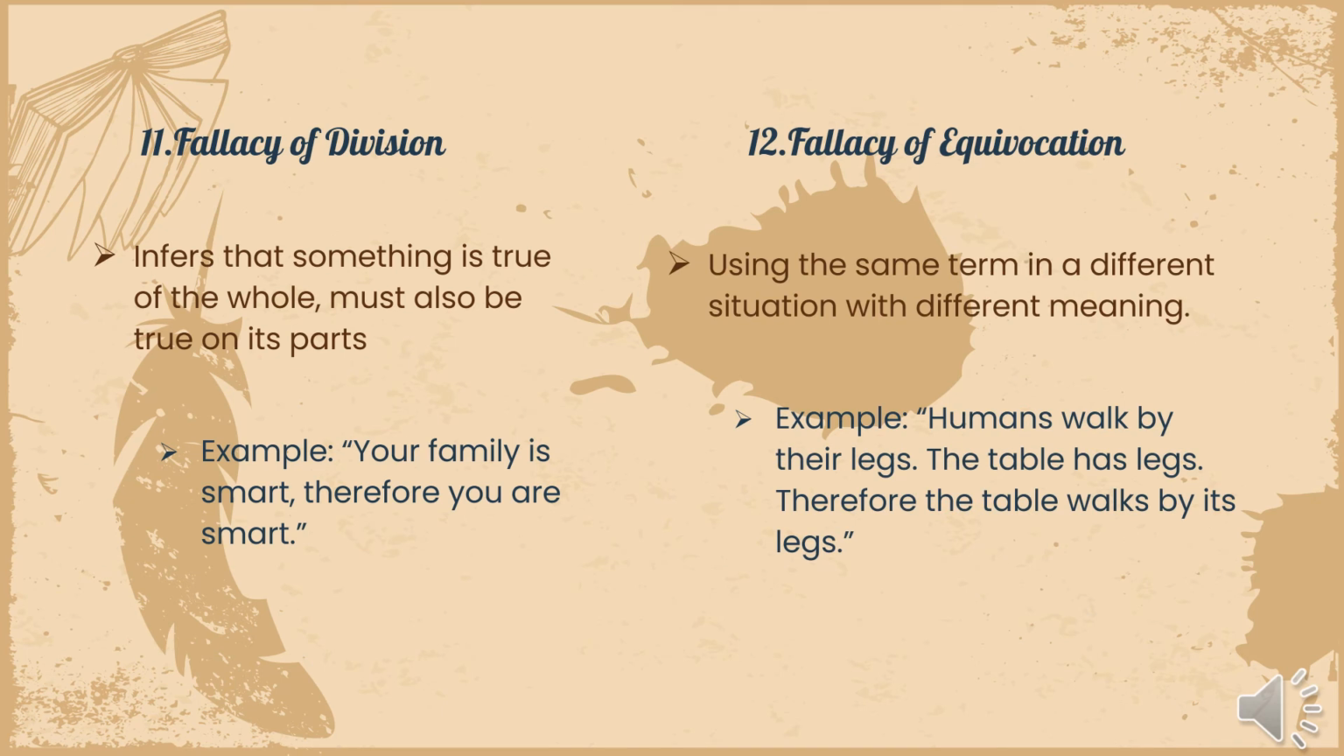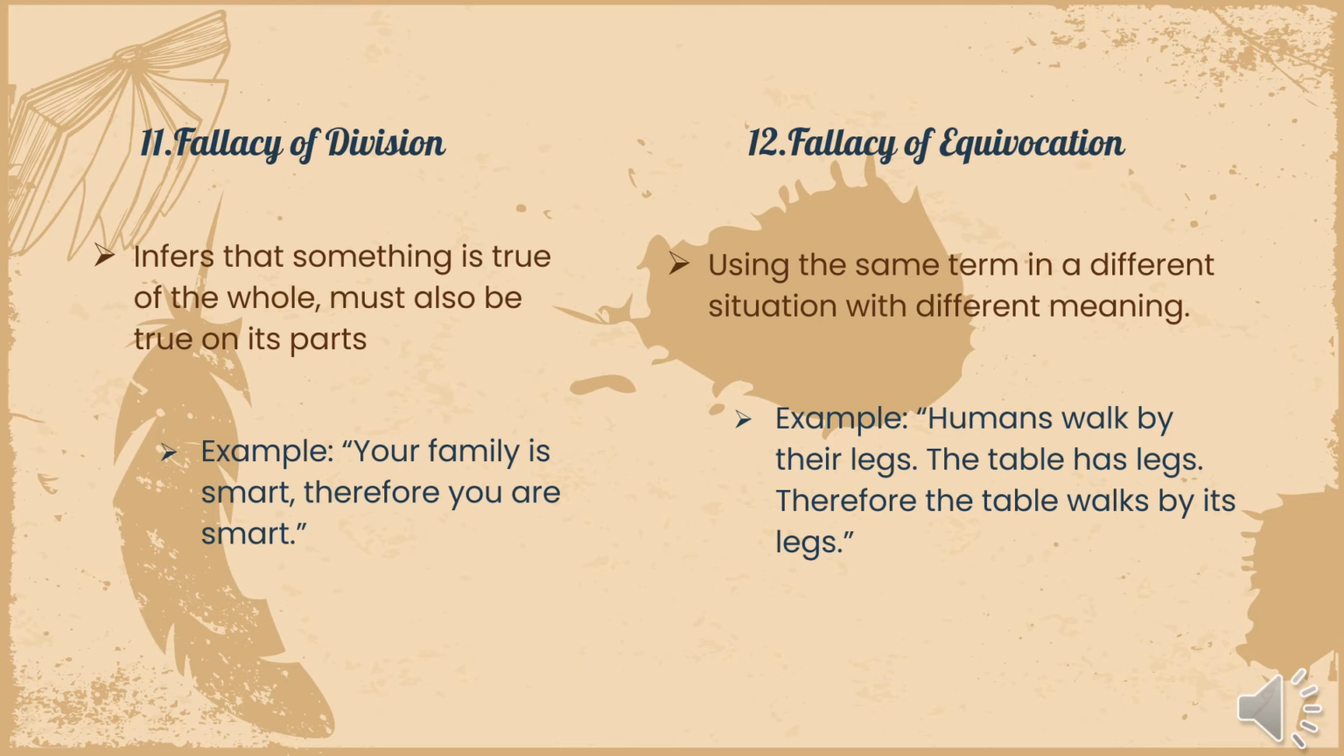Number 11 is fallacy of division. It is inferred that something true of the whole must also be true of its parts. For example, your family is smart, therefore you are smart.